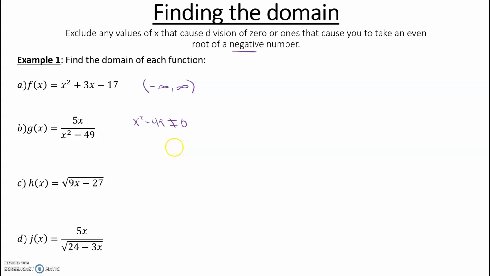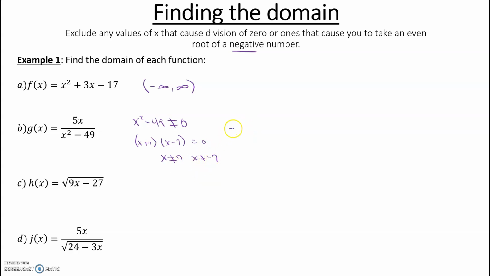So we want to find out what makes it equal 0. We're going to go ahead and factor this. This is difference of squares, so x plus 7, x minus 7. So we know that x cannot equal 7 and x cannot equal negative 7. Those are our restrictions. Now, how would I write that?